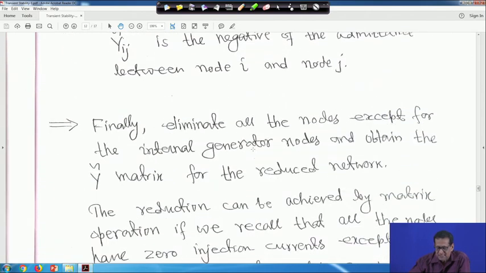Now, finally, eliminate all the nodes except for the internal generator nodes and obtain the Y tilde matrix, the reduced matrix. Ultimately, you have to reduce the Y matrix so that if you have n number of generators, it will be an n by n matrix, right. So, you have to reduce it by some technique that we will see.